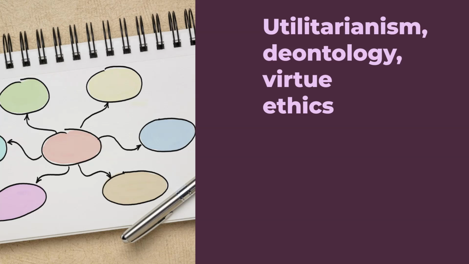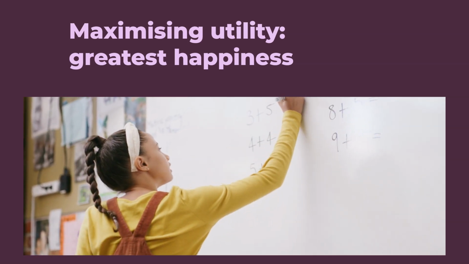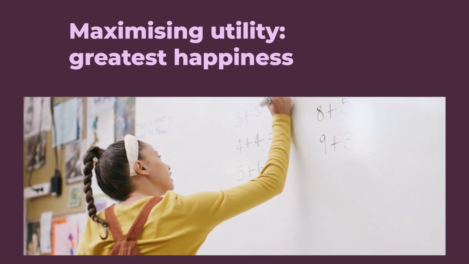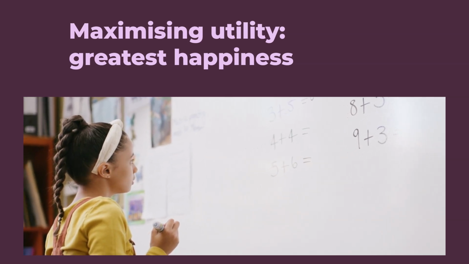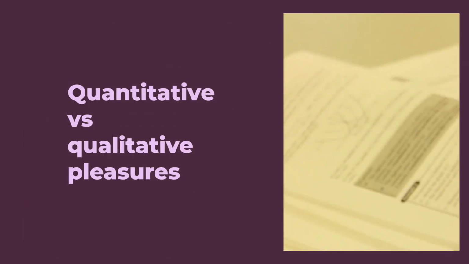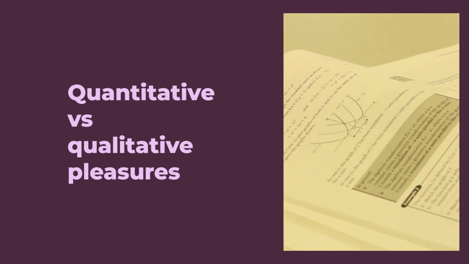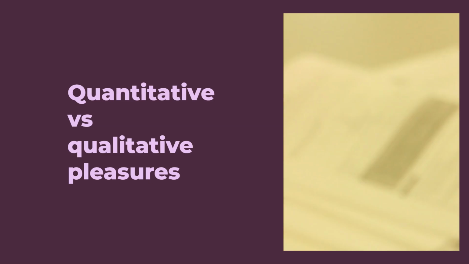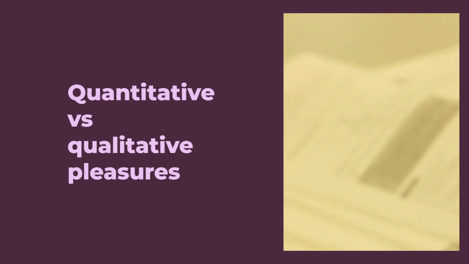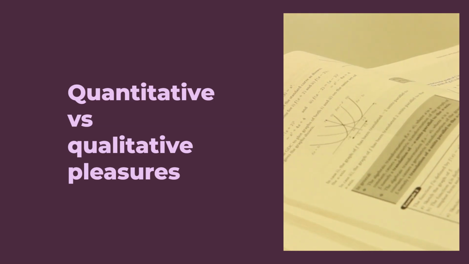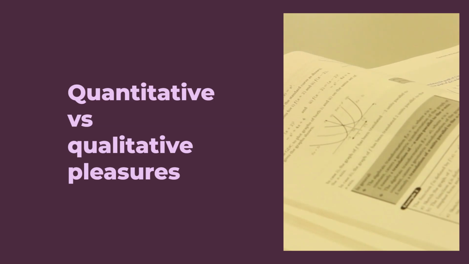First, utilitarianism. Utility means happiness or pleasure. The main task: maximizing utility, or the greatest happiness for the greatest number. Bentham's quantitative hedonistic utilitarianism uses a utility calculus. Each action is weighed for pleasure and pain. Mill, on the other hand, brings qualitative distinctions. Higher pleasures, like intellectual achievements, are valued over simple bodily pleasures.